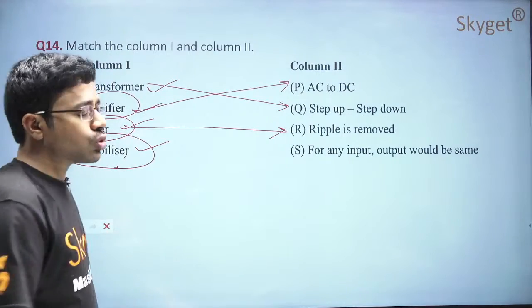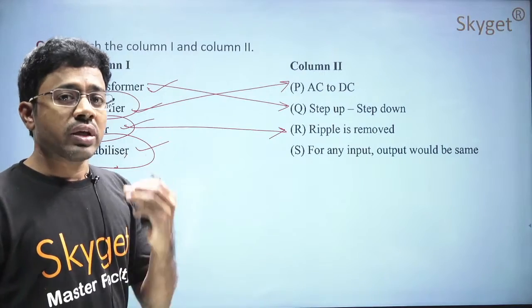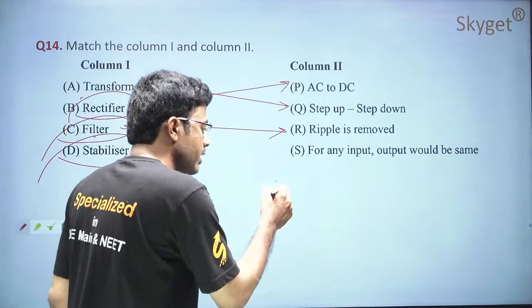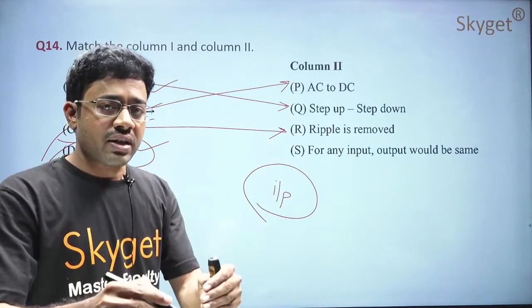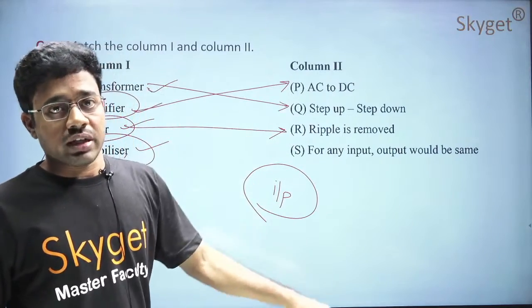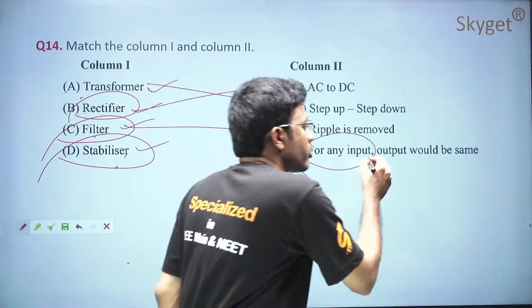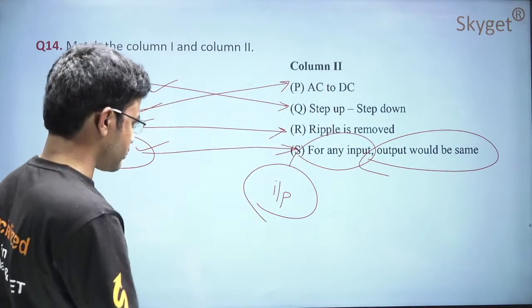Stabilizer, so what does it do? What we use for the stabilizer in our homes. Even if there is an increase in the input voltage, it would protect that particular device from that extra input voltage. That is, for any input the output would be the same. So that is the function of the stabilizer.